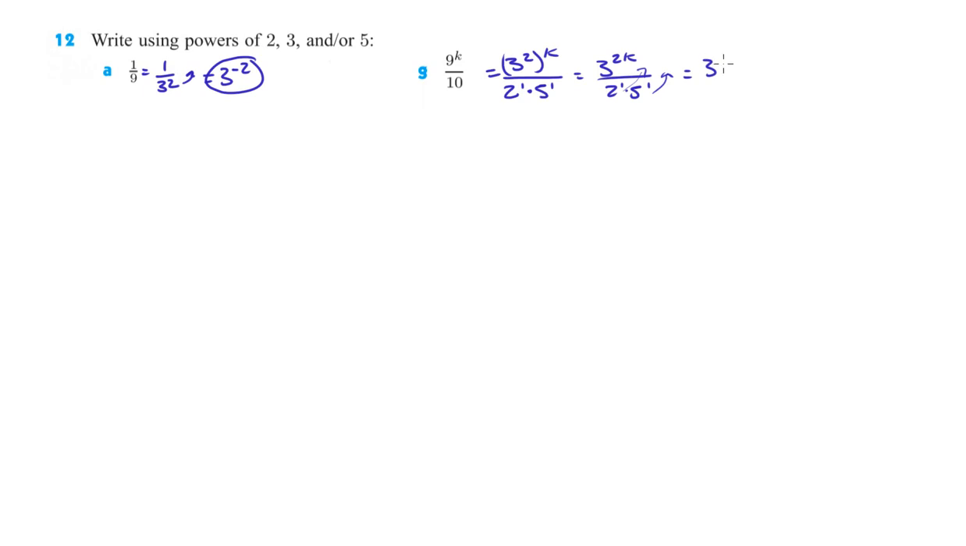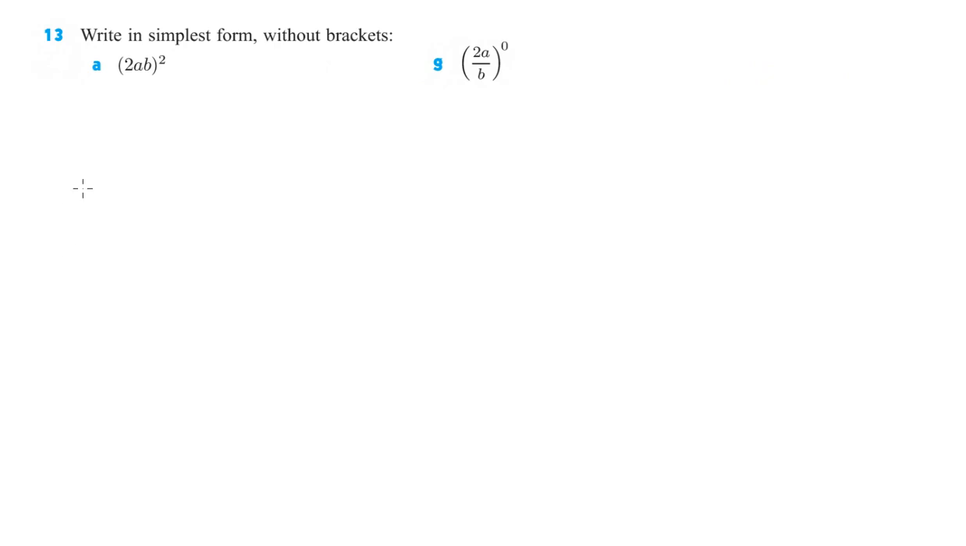So that's going to turn into 3 to the 2k. And since we're moving from the bottom to the top, we got to switch the sign of the exponent. So it's going to be times 2 to the negative first times 5 to the negative first. Something weird looking like that. Okay? Okay, let's take a look at 13.